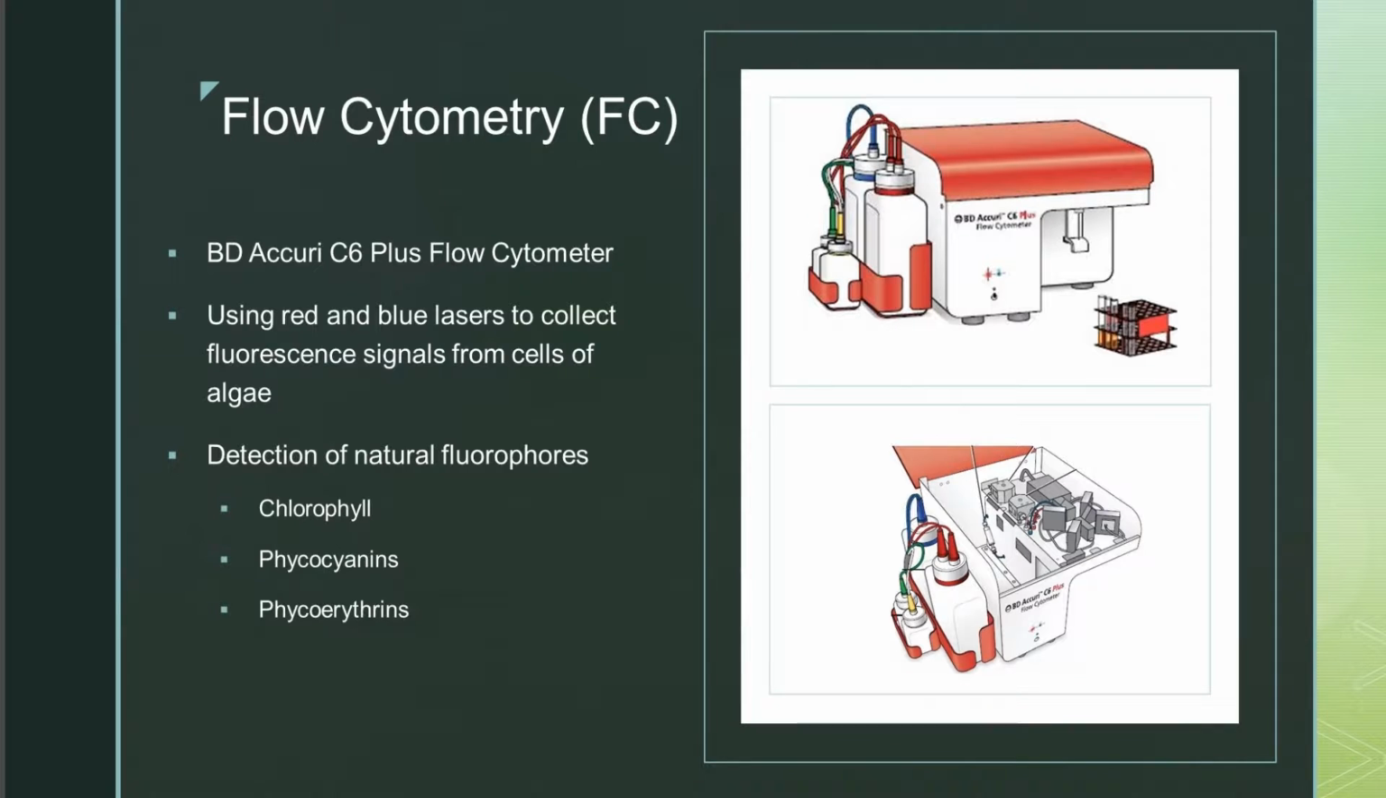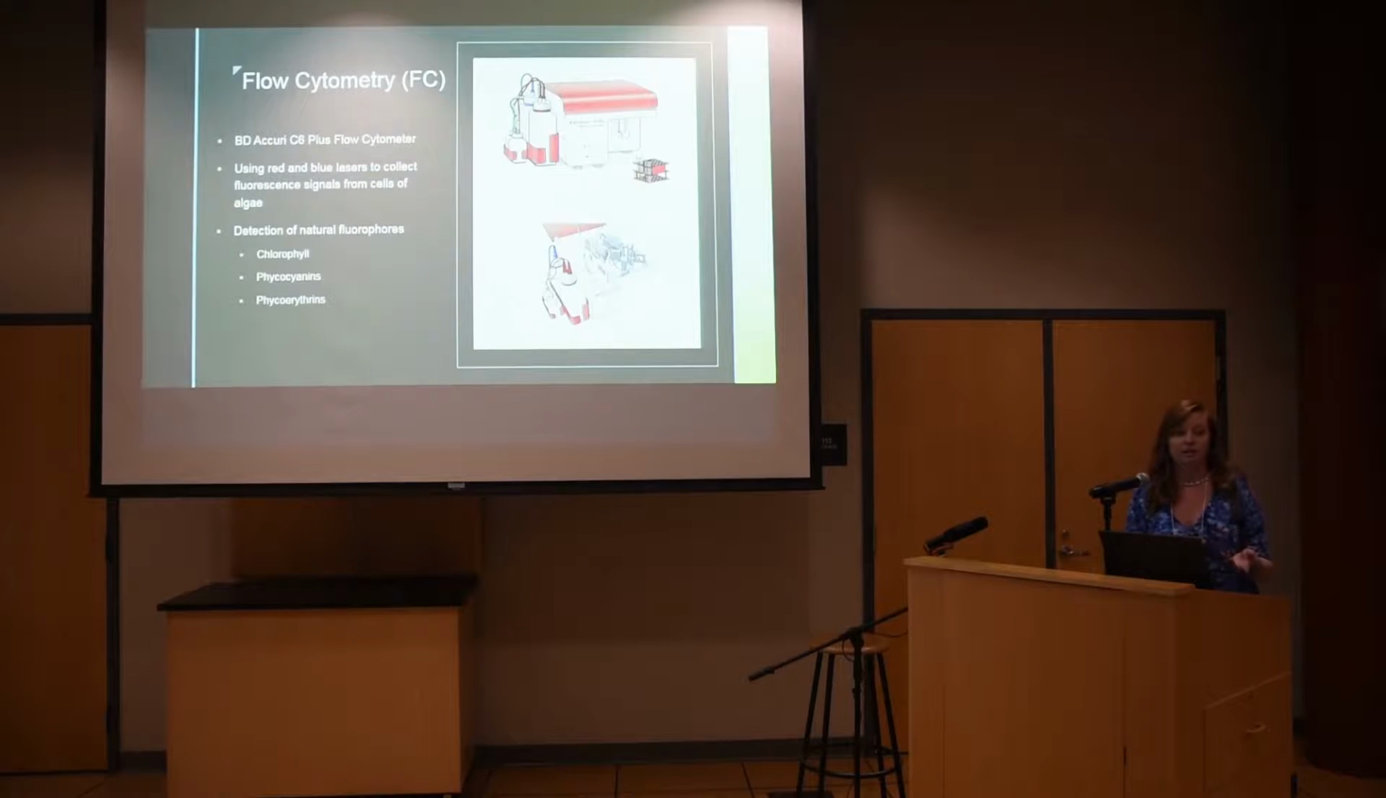You can use flow cytometry to collect data on blood cells, red and white blood cells. And also I've read studies where they have collected samples and counted diatoms and all sorts of other things. So what I was particularly interested in was looking at the natural fluorophores that cyanobacteria give off as they go through these lasers. And those fluorophores include chlorophyll, which we've all heard of, but then two others, phycocyanin and phycoerythrin.